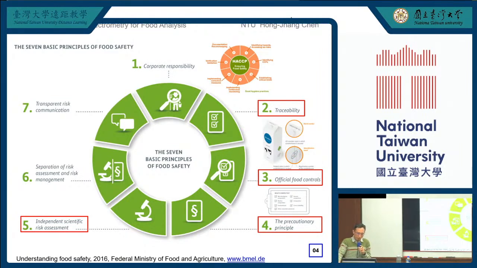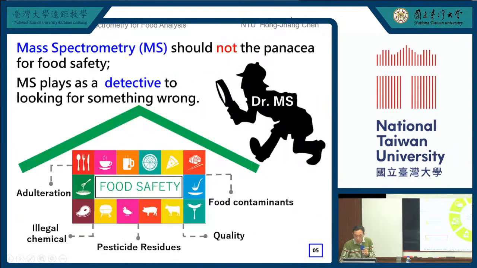So based on these 7 basic principles, MS technology is of course useful in food science, but not for everything. Therefore, we know that MS should not be a panacea for food safety. MS plays just like a detector looking for something wrong, okay? Because MS has powerful quantitative ability to measure the amount of a target marker, such as adulteration, illegal chemicals, pesticide residue, contaminants, or quality markers.